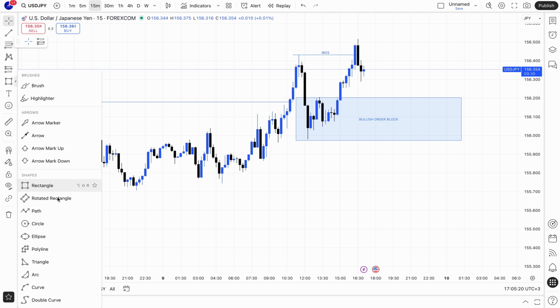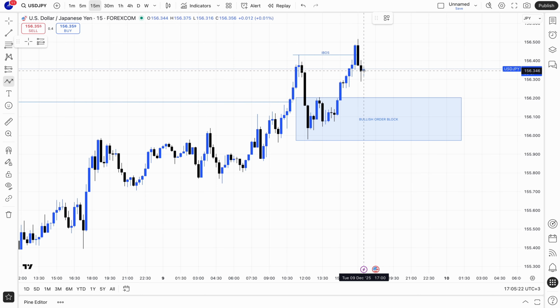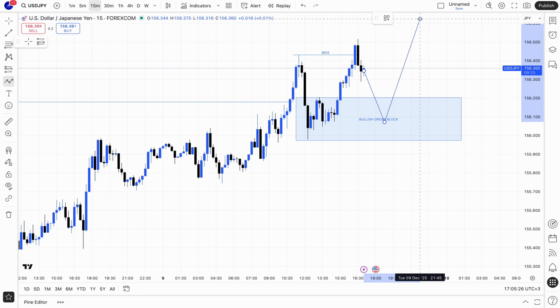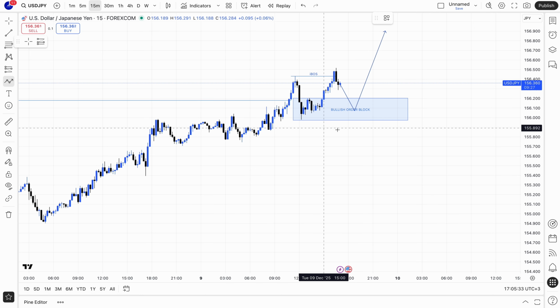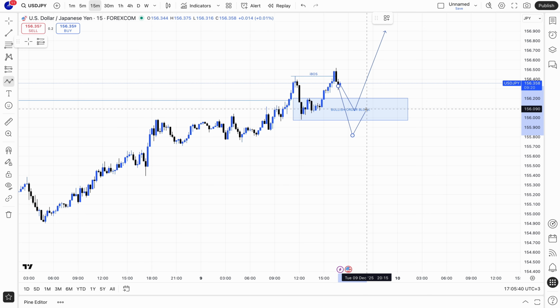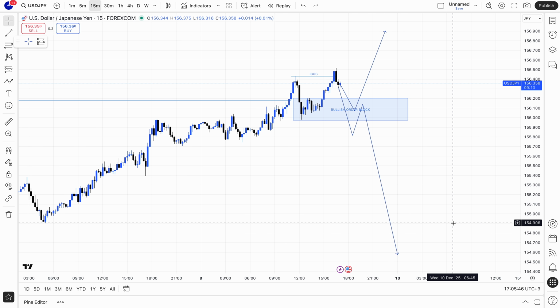Now, scenario number one for KG, super simple. If the price comes back to this order block, then you just wait for the confirmation. Then we continue buying. Then, if the price comes back to this order block and it gets disrespected, then this becomes our sell breaker block. Then wait for the break and retest. Then we continue selling to the downside.